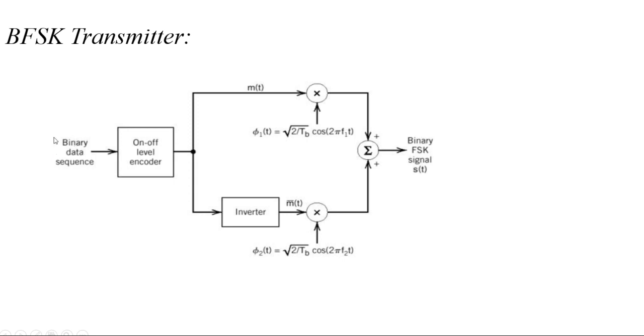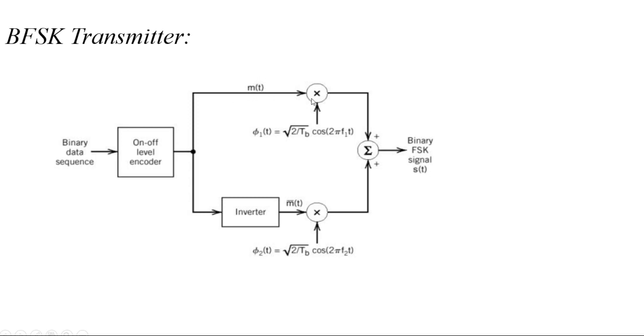We are using binary data sequences converted into an on-off level signal, that is 0 and 1. When the input is 1, the value of m of t is root Eb. Root Eb is the value of the output when the input is 1, and when the input is 0 the output is 0. So it is the on-off level encoder. When there is 1, root Eb will be applied here, and for 0, through the inverter, the output will be 0.